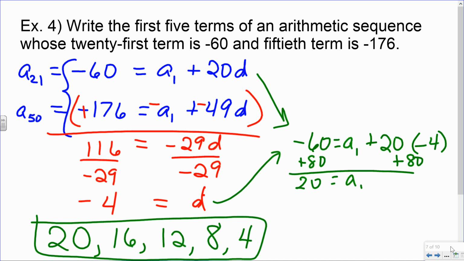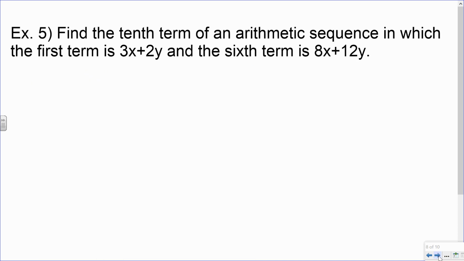Okay, just one more. And the only difference with this last example is sometimes you can have an arithmetic sequence that's not just numbers. You may have some variables in there, but it still follows the pattern of adding something with variables, adding the same something with variables, adding the same something with variables as we go from term to term. So we're going to start off writing down things that we know in this one. We want to find the 10th term. So we want the 10th term.